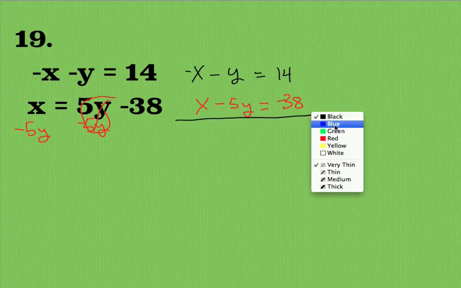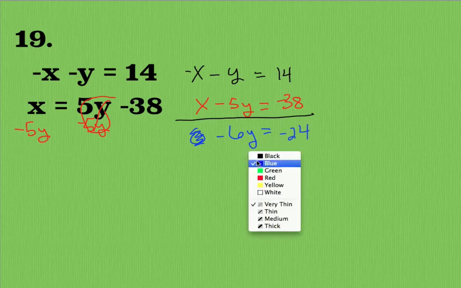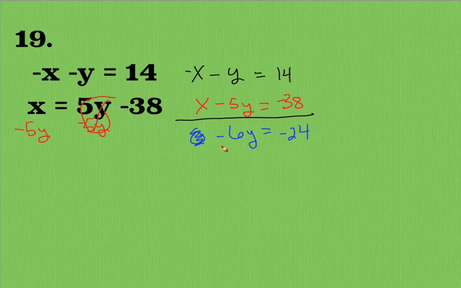Okay, so let's work this out. So negative x plus x is going to cancel out, and then negative y minus 5y will give me negative 6y, so I can ignore that 0. And negative 14 plus 14 is negative 24. All right, so I'm getting closer now. So I want to get rid of that negative 6y. It's attached by multiplication, so I divide, and I'm left with y equals 4. All right, so I found my y.